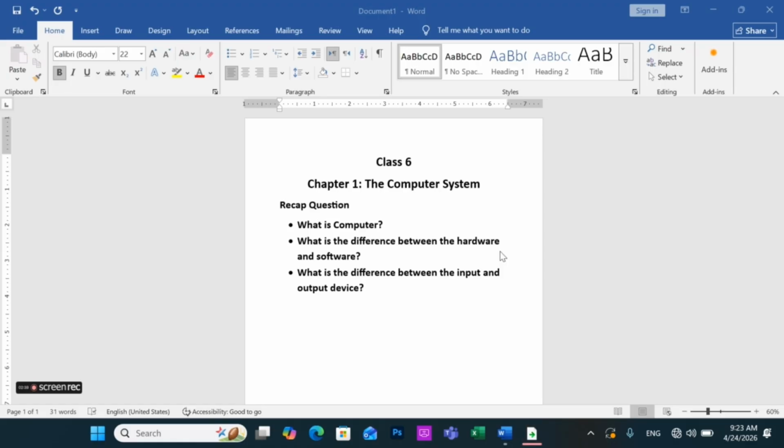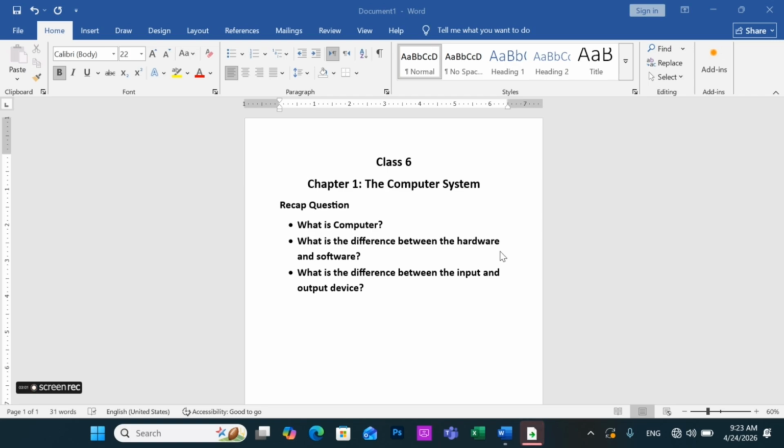On the other hand, output devices are the devices that are used to get output from the computer. The examples are the monitor, where we get the output on the monitor screen, and after that the speaker, where we get the voice from the speaker. So these are the output devices. This is the recap from the previous lesson.